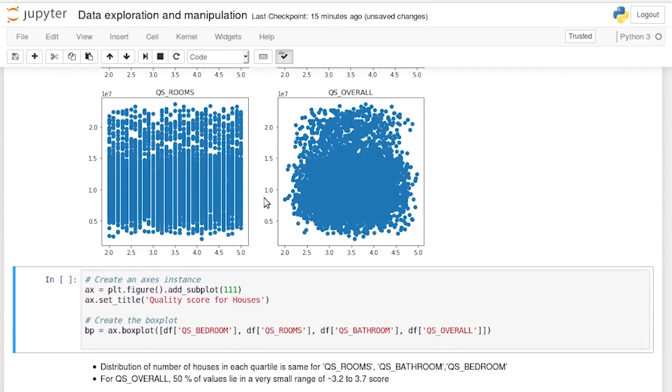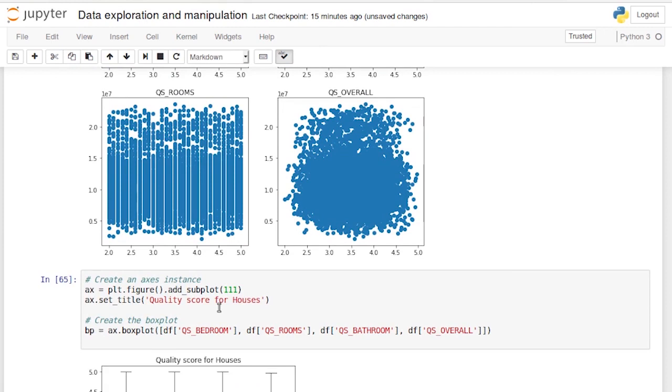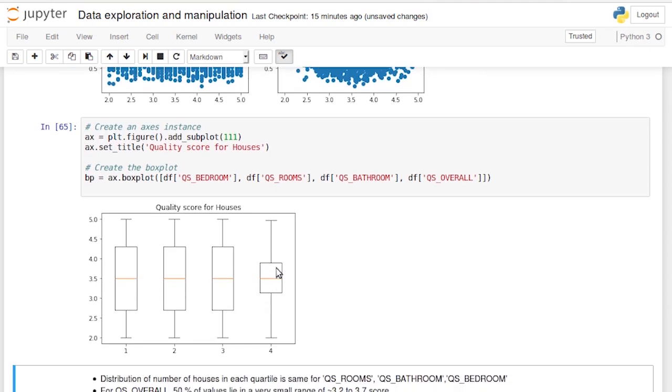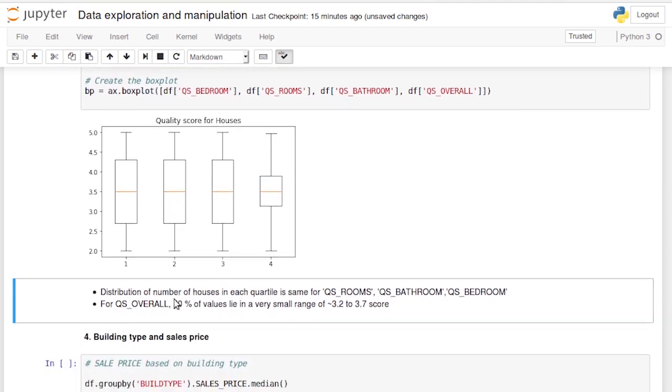And if we compare these four variables amongst themselves, here's a box plot to do that, and we can see that the quality score distribution for houses for the quality score of bedrooms, rooms, and bathrooms is almost the same. While there's a slight difference in case of the overall quality score of houses, about 50% of the houses lie between approximately 3.2 and 3.7 quality score, and the rest 25% above 3.7 and below 3.2. So that's all you can get from this plot.